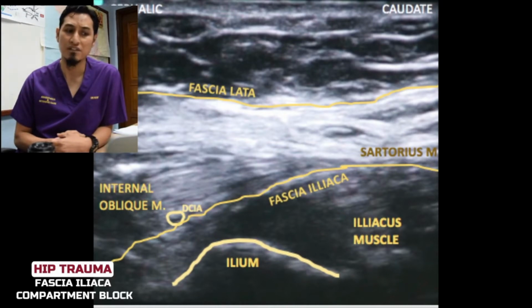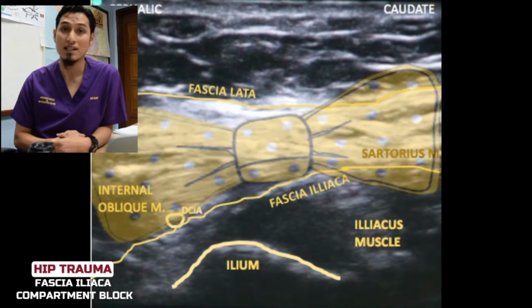DCIA, deep circumflex iliac artery, lies above fascia iliaca and iliacus muscle lies below it. Two muscles you need to identify are the internal oblique and sartorius muscles at the both ends. Ilium is identified as rounded, hyperechoic rim with hypoechoic shadow below it. Some describe this as bow tie sign. Both ends of the bow tie represents the muscle. On the cranial side is internal oblique, and on the caudal side is the sartorius.